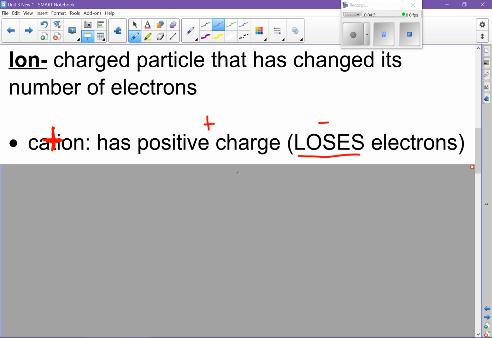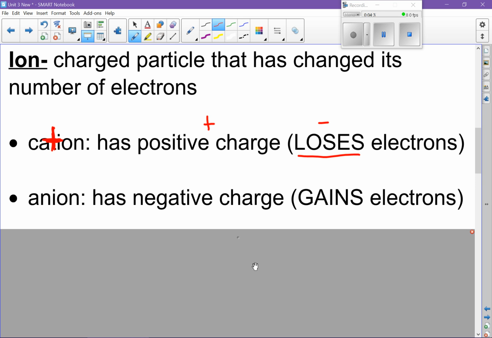So positive loses electrons. If it's not positive, then it's negative, and that is called an anion. This is where it has a negative charge by gaining electrons. So you can remember this one is a negative. Well, that looks terrible.